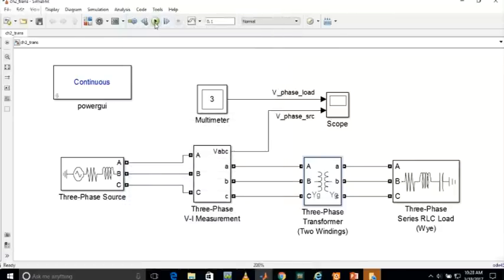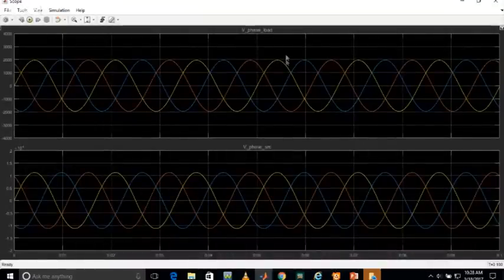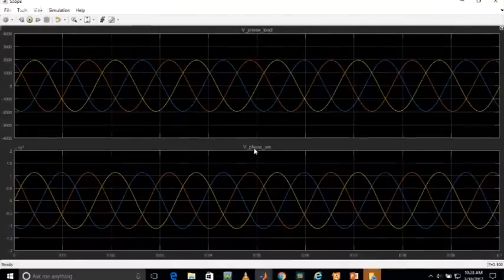So if we run this program, you will see that the load phase voltage, that is the voltage present at the load side, is about 2000 volt. The maximum value is coming at 2000 volt, because some of the voltage will be dropped between those lines when coming up to the transformer and to our RLC load. So a little bit of voltage will be wasted there, and our RLC load will have up to 2000 volt maximum. And this is the three phase source voltage, which is 13,800 volt, as we already know.